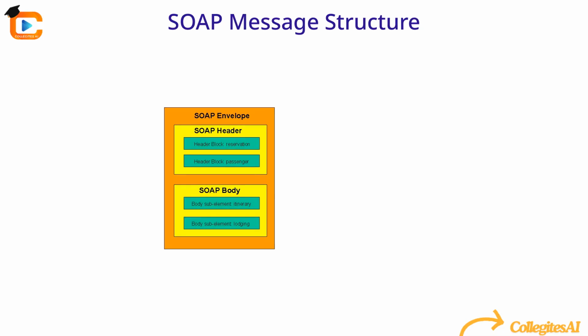A SOAP message is enclosed in an envelope, which acts as a container for the message content. The envelope has two main parts, the header and the body. The header contains metadata about the message, such as security information or routing instructions. The body, on the other hand, carries the actual message content, the data being exchanged between applications.